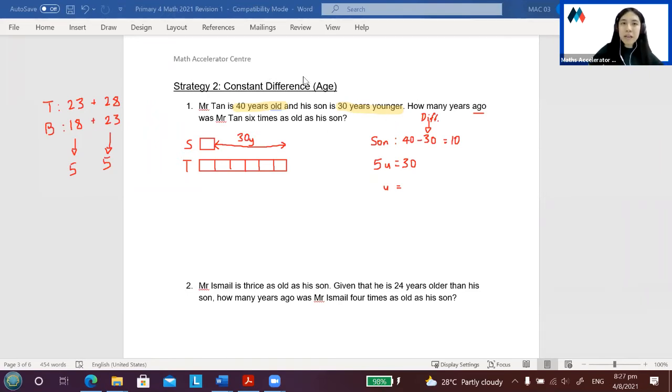Because what we're going to do now is, if 1 unit is 6, that means back in the day, Mr. Tan was 6 times as old as his son, who was 6 years old, right? Because 1 unit is 6. If his son is 10 years old now, and his son was 6 years old back then, how many years ago was it? Remember, Isha, very good. You age 1 year every year, right? So you just do 10 years minus 6 years. That gives you 4 years. So 4 years ago, Mr. Tan was 6 times as old as his son.